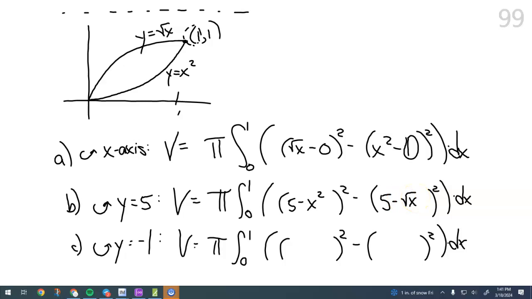Is that okay? And then the bottom one, y equals -1, is way down here. So which one's farther is the square root of x. What is that distance? It's top minus bottom, square root of x minus -1, or square root of x plus 1 is fine. And then same idea, this would be x squared minus -1, or plus 1. That's fine.